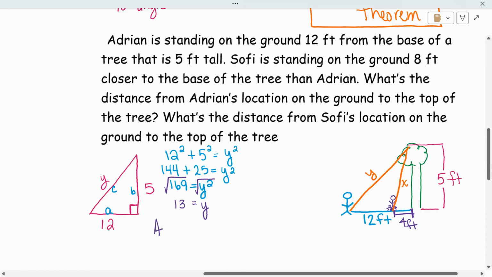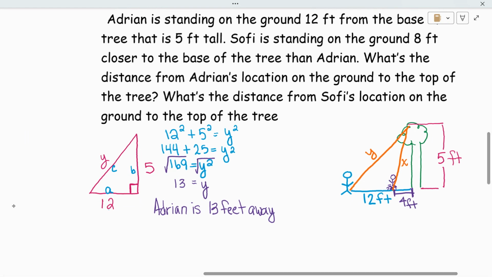So Adrian is 13 feet away. Let's figure out how far away Sophie is. Okay, so Sophie's triangle, a little bit smaller, right? She's got a much narrower base. So Sophie was 4 feet away. Tree is still 5 feet tall. And I called this x. How are we going to set this one up?